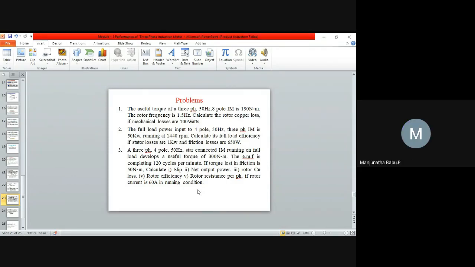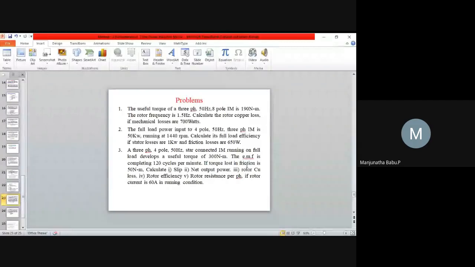So the number of poles is 4. Frequency is 50 Hertz. It's a star-connected network. T shaft is 300 Newton meter, and torque lost in friction, so it is not a friction loss, the torque lost in friction is 15 Newton meter. We have to find what is slip. Can you find it directly?